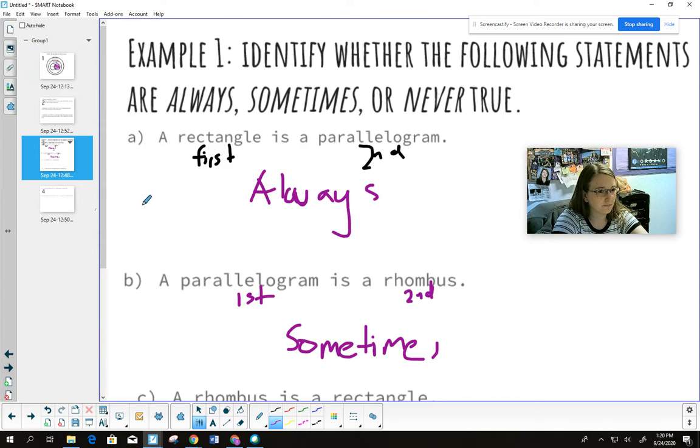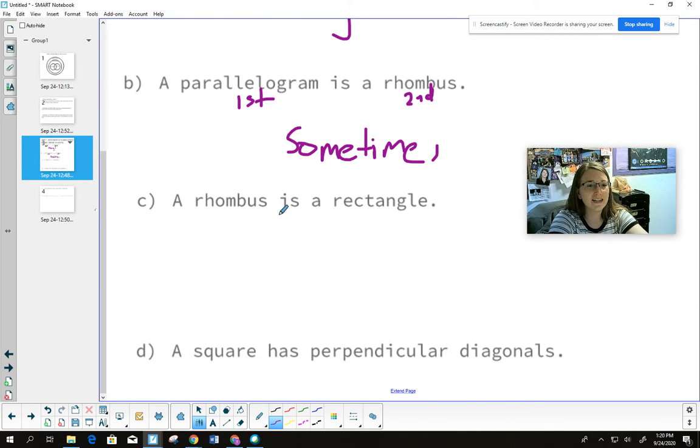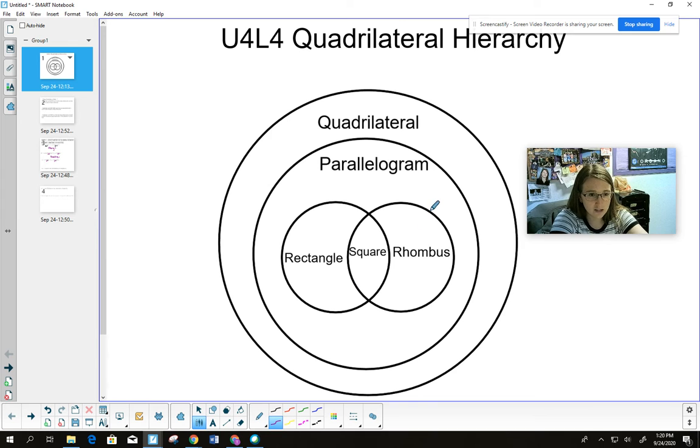Let's keep trying. So the next one, a rhombus is a rectangle. This is my first shape. This is my second shape. So here's my first shape. Here's my second one. This is my second again. This is my first. Is my first shape entirely inside my second shape? Only a part of it inside, or not inside at all? A part of it is.